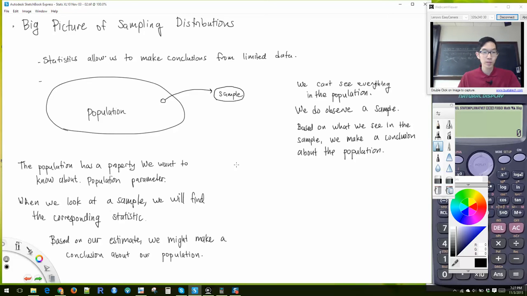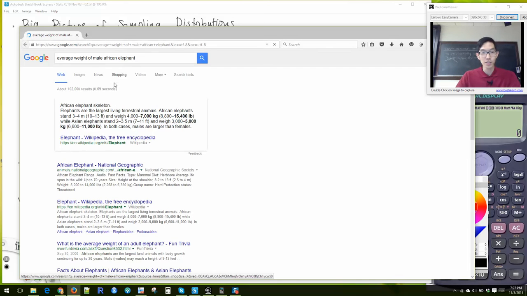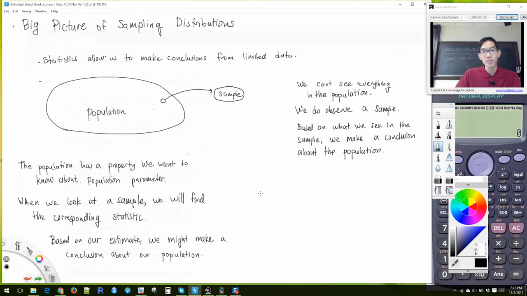Actually, I have no idea how much the average elephant weighs. Average weight of, we'll do a male African elephant, okay? Because there's all kinds. African elephants weigh between 4,000 and 7,000 kilos. So that's a big range, right? 8,800 to 15,400 pounds. So maybe the average African elephant is, I don't know, we'll split the difference and say 12,000 pounds, okay? It's a big animal. So 12,000 pounds, we'll say that's the average weight.